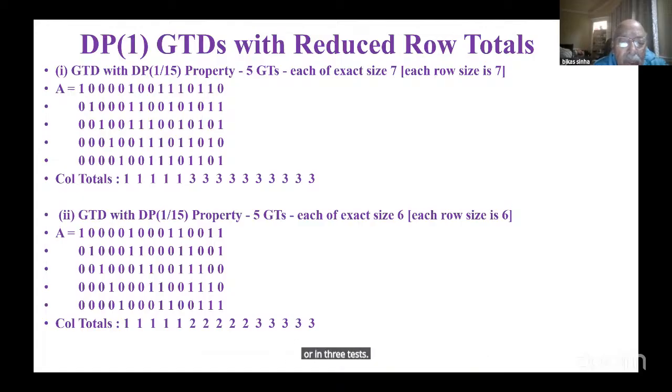The next example is, there are 5 group tests, each of exact size 6. So the row totals are 6, 6, 6, and the column totals are 1, 2, 3. What does that mean? There are individuals giving only 1 drop, there are individuals giving 2 drops, and there are individuals giving 3 drops, but not more than 3.